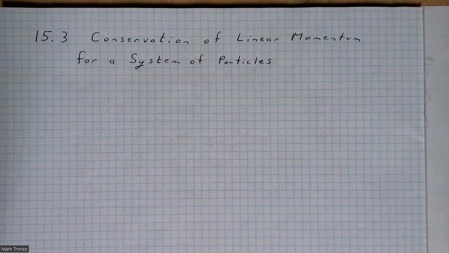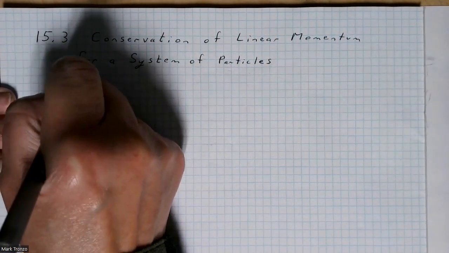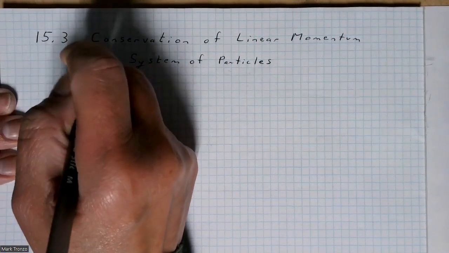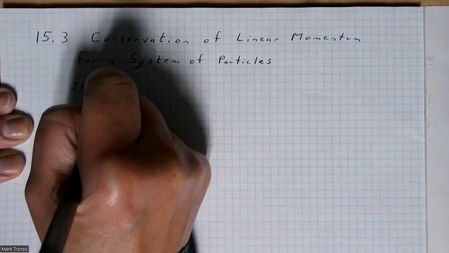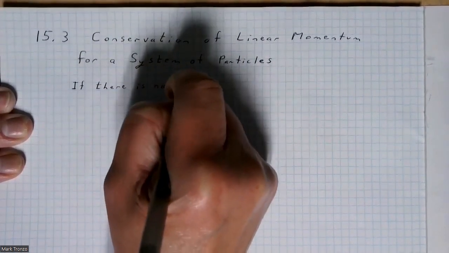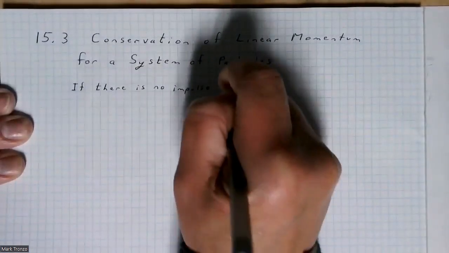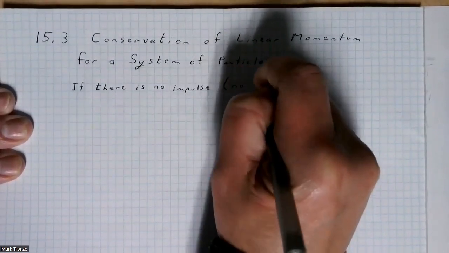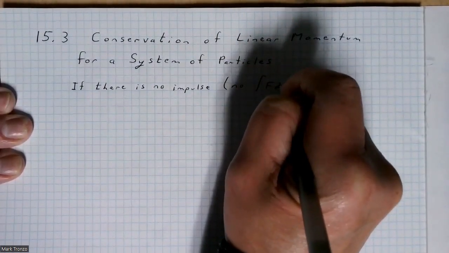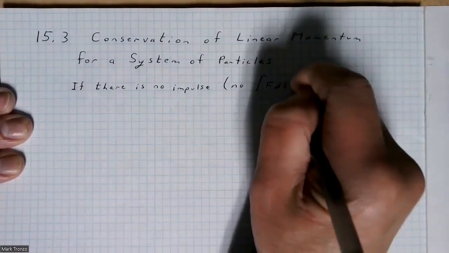In this video, we're going to look at conservation of linear momentum for a system of particles. And I'll consider the case in which there's no impulse. So if there is no impulse, and again, that would mean there's no integral F dt, that's zero, or sometimes this would be F delta t.